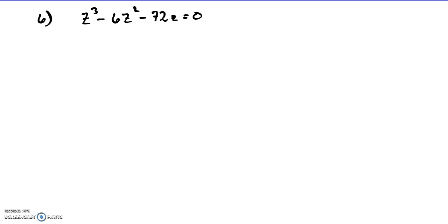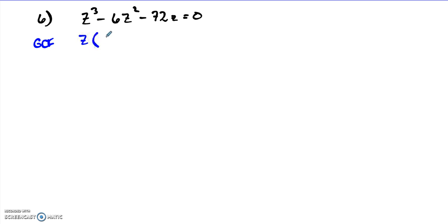So this one has 3 terms, and I'm going to look first for the GCF. We always want to look for the GCF first. So if I look here, and here, and here, all my coefficients, I'm not able to factor any of those out, because 1, -6, and -72, the greatest common factor is 1. So if I look at the z's, I have 3 z's here, 2 here, and 1 here. So the greatest I can take out is 1 z.